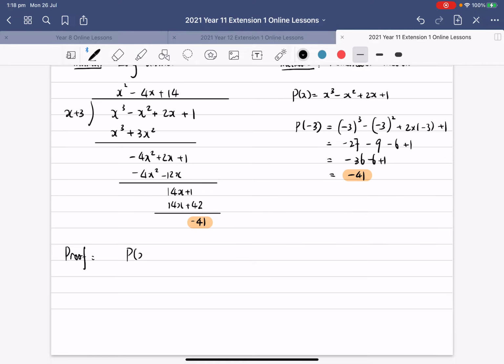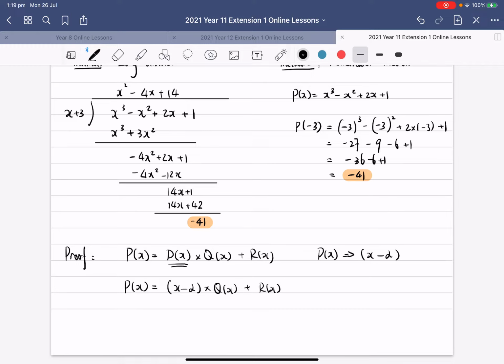Remember, we can write p of x equals d of x times q of x plus r of x. Please remember d of x is our divisor, and in this case the divisor is x minus alpha. So we can replace d of x by x minus alpha, times q of x, plus r of x. From the last lesson I mentioned that very clearly.